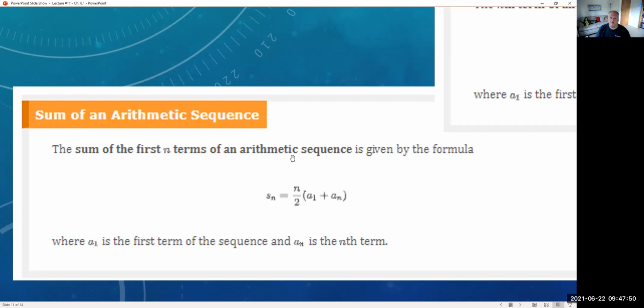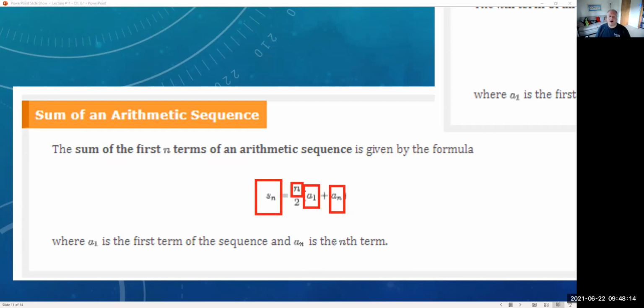Now look at how this formula works. This notation right here, S sub n, means the sum of the first n terms. For example, can you tell me the sum of the first 33 terms? Then I'm finding S sub 33, meaning that I need the first term itself, and I need the 33rd term itself. I'm going to add them up, and then I put 33 right here and divide by 2.